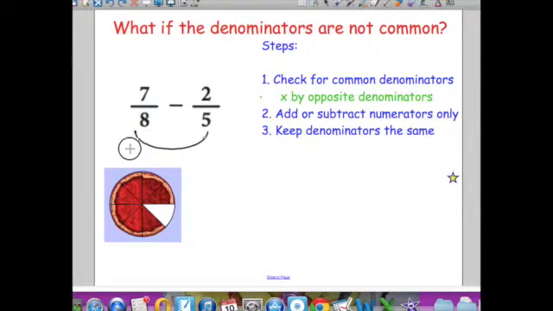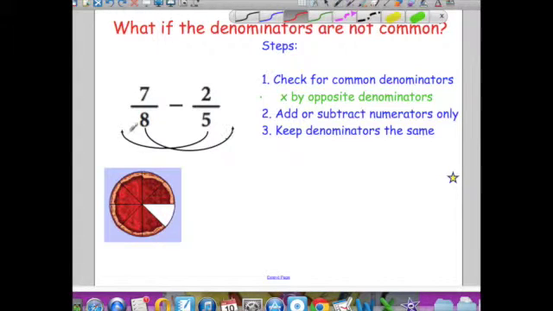I'm going to bring my 5 over to this side and my 8 over to this side because my denominators are not common. Okay, so 8 comes over here. We're going to multiply by 8 eighths so that we can still keep our fraction equivalent. We do it to the top and the bottom. And on this side, we're going to multiply by 5 fifths.